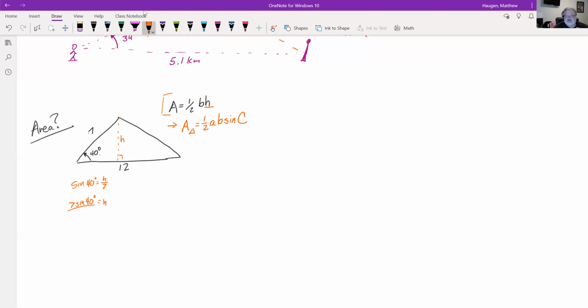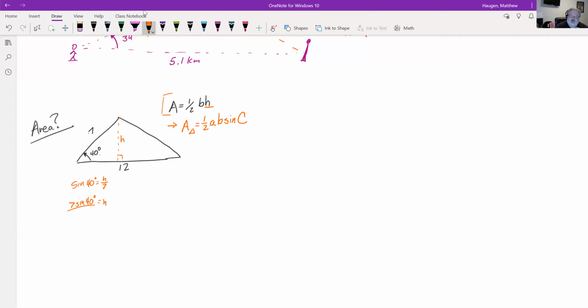You ask a lot of people who do a lot of geometry or calculus or differential geometry, what's the formula for the area of a triangle? They'll often tell you 1/2 AB sine C, as opposed to the 1/2 base times height, just because it's that much more convenient.